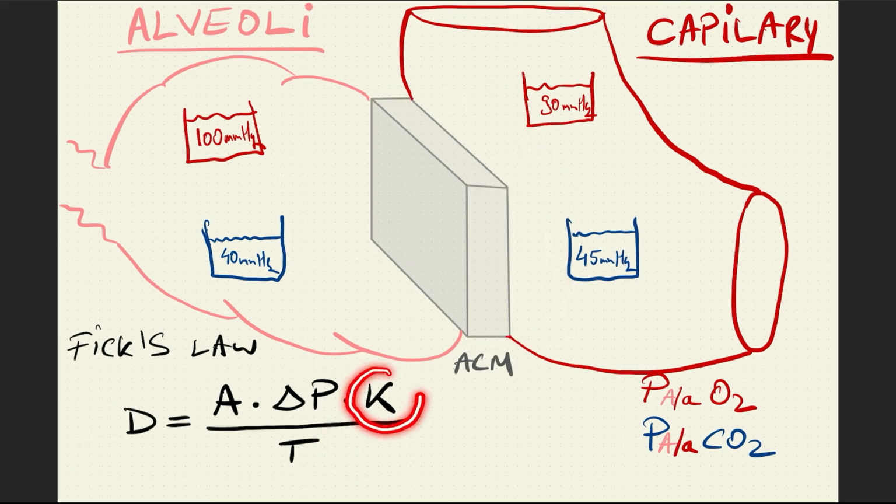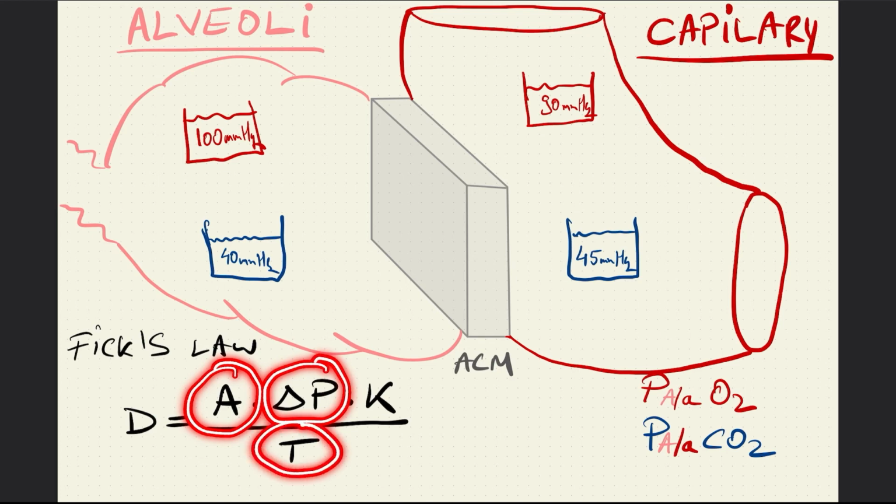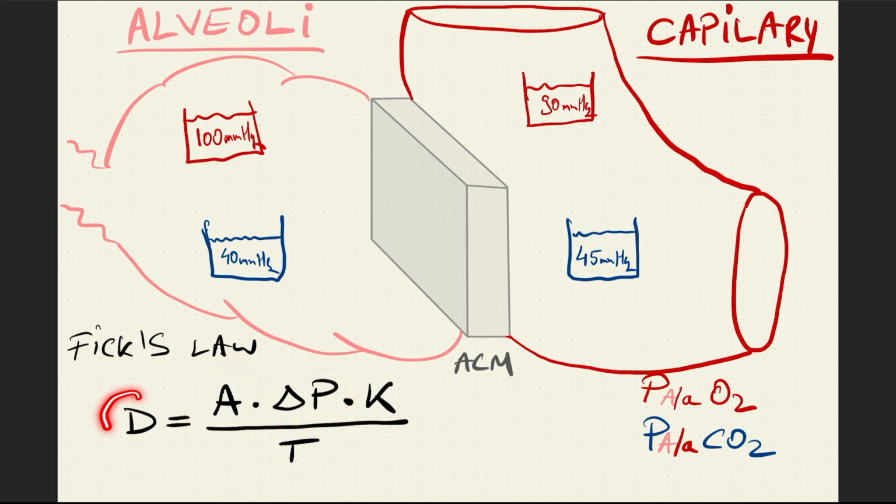Lastly, let's have a look at this coefficient. It is a given value for oxygen, and compared to the oxygen's K value, the carbon dioxide's K value is 20 times greater. What this indicates is that in a given scenario in which the surface area, the pressure gradient, and the thickness are all the same, the diffusion, the transfer of carbon dioxide will be 20 times greater compared to the oxygen transfer.